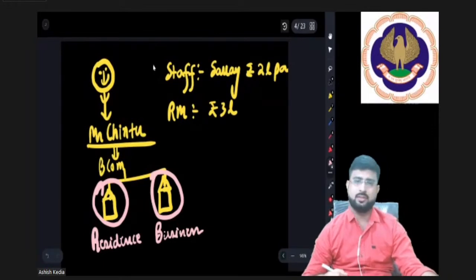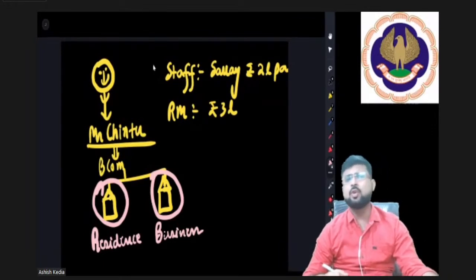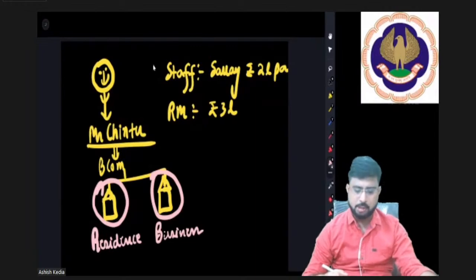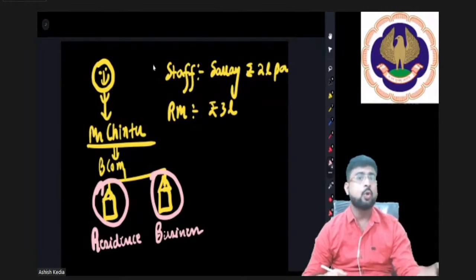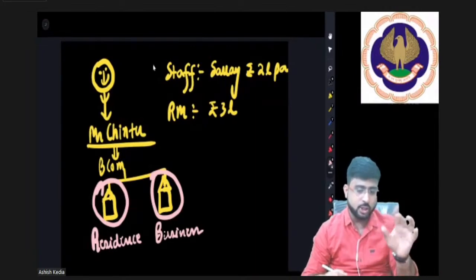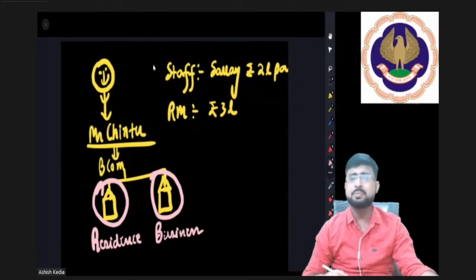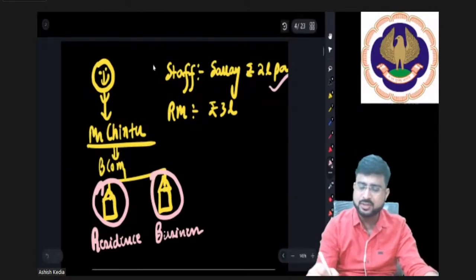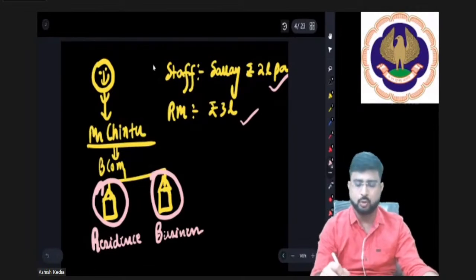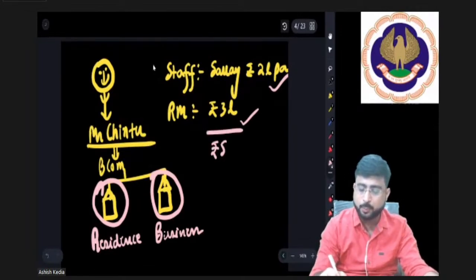Now my dear friends, can you all tell me what is the total amount that Mr. Chintu will have to pay in order to start the business? Absolutely correct, friends. 2 lakh staff salary, 3 lakh rupees raw material cost. He has to pay 5 lakh rupees.